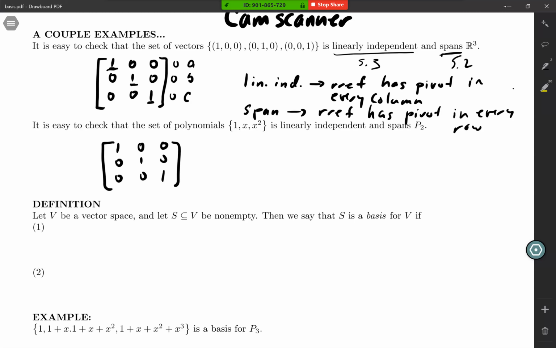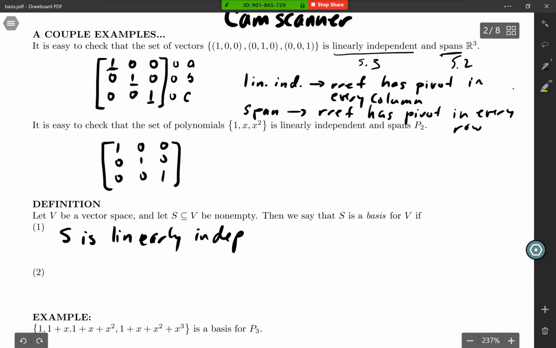So we're going to start with V being a vector space, and S is going to be a non-empty subset of V. Then we say that S is a basis for V if it satisfies both of those two conditions. The first condition is that S is linearly independent. And the second condition is that S spans V.